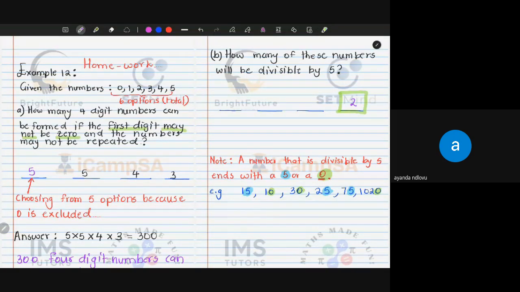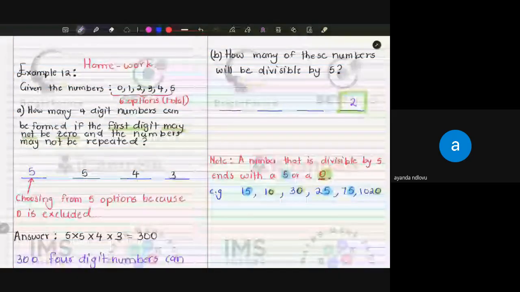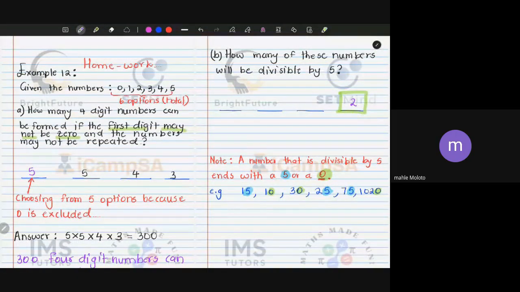Do you understand? No, sir, I don't understand. Okay. So I'll need you to keep your mic unmuted. Okay. So they said that we are required to form a pin that is divisible by 5. What is a number that is divisible by 5? A number that is divisible by 5 ends with the 5 or a 0. On point.